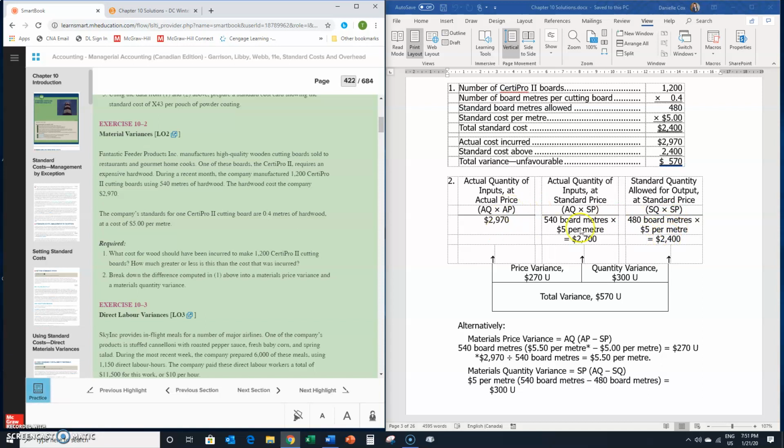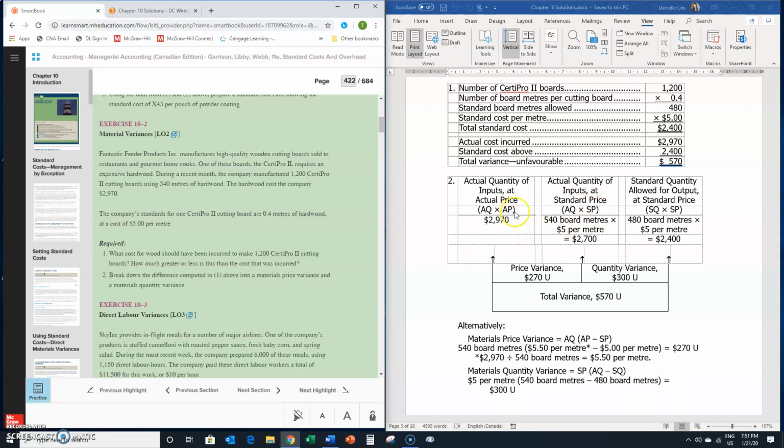So now the difference between these first two is our price variance. And it's here we're using actual quantity of inputs. Here we're using actual quantity of inputs. The difference is here it's actual price. Here it's standard price. So that's what the difference is made up of. The difference in actual price, and here using standard price.